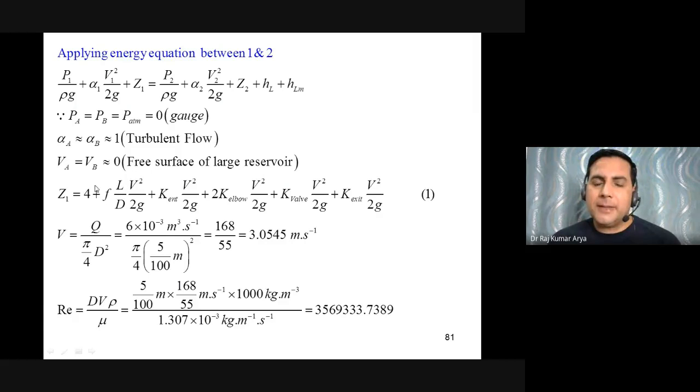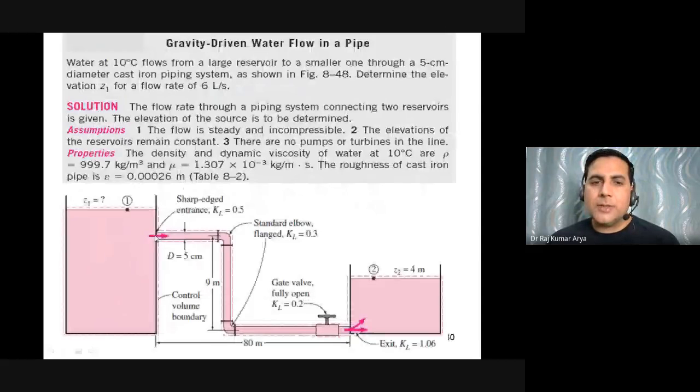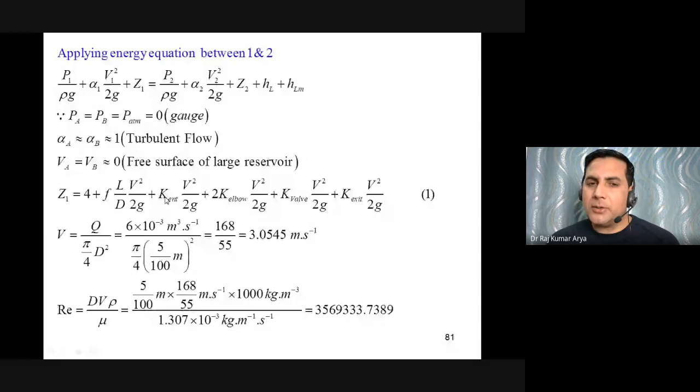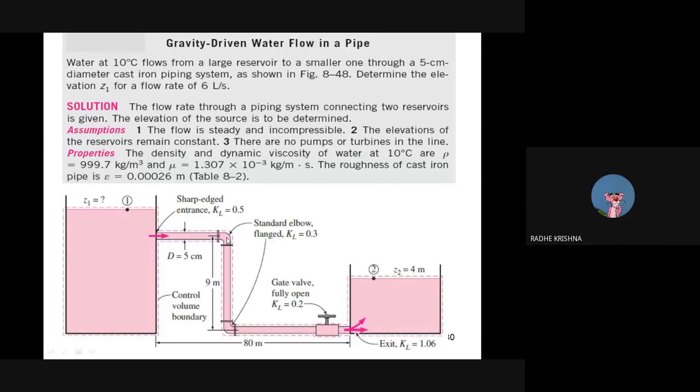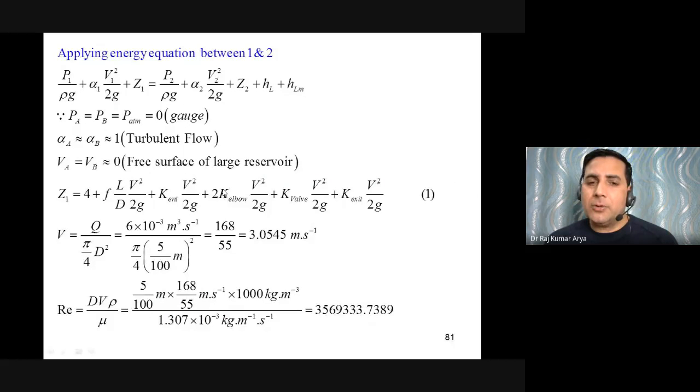So you have here the straight pipe loss. Now you see the fittings. How many fittings are here? One fitting is here, sharp edge entrance. So for that I wrote here K entrance V square upon 2G. This is the loss by sharp entrance. Now how many elbows? One elbow here, one elbow here, two elbows, right? So I multiplied by 2, K elbow, the loss coefficient of the elbow, V square upon 2G.